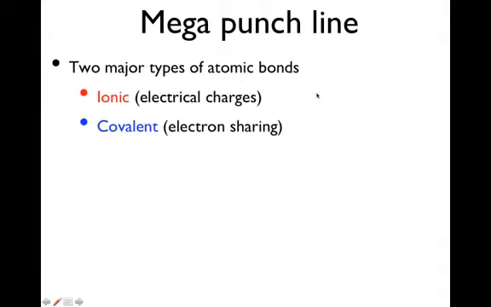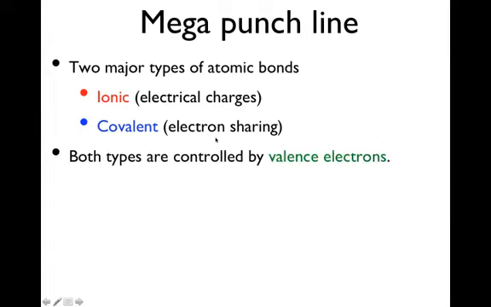I want to take this time to review a little bit about what we've been discussing as far as ionic bonds and covalent bonds. So just to review, there are two major types of atomic bonds. There are ionic bonds, which basically form because different atoms or groups of atoms have opposite electrical charges and they're attracted to each other and they neutralize each other. And the other major type of atomic bond is called a covalent bond. This is when you have atoms that are sharing electrons in order to fill out their valence shells.